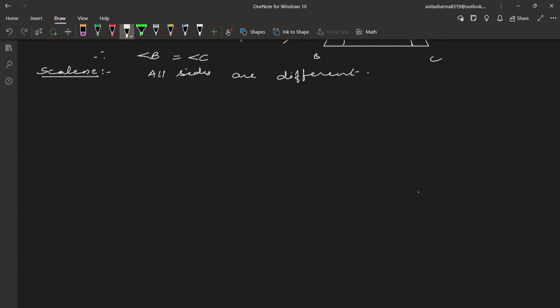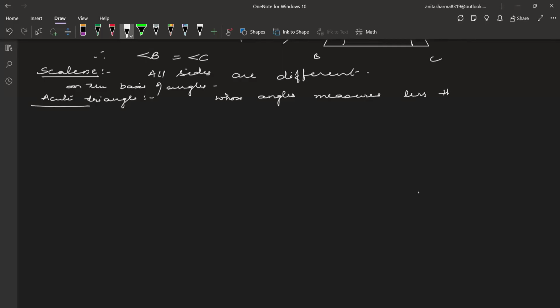So acute triangle is, now we are defining triangles on the basis of angles. So an acute triangle is a triangle whose angles measure less than 90 degrees. Yes beta, measures less than 90 degrees. Okay. This is called an acute triangle.